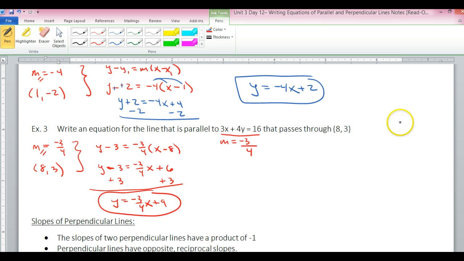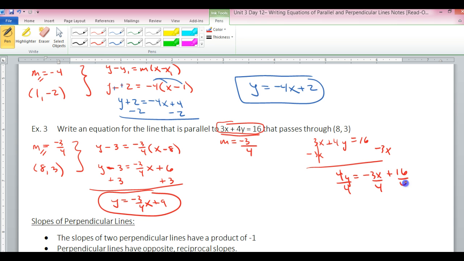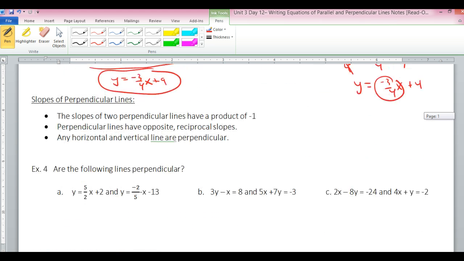Okay? So, again, all I need from this equation is the slope. The other way to find the slope of that line, if I needed to, is to solve the equation for y. Subtract 3x. 4y equals negative 3x plus 16. And divide everything by 4. And y equals negative 3/4 x plus 4. What do I need from it? The slope. And if you look, I already used it. It's just another way to find the slope of that line.